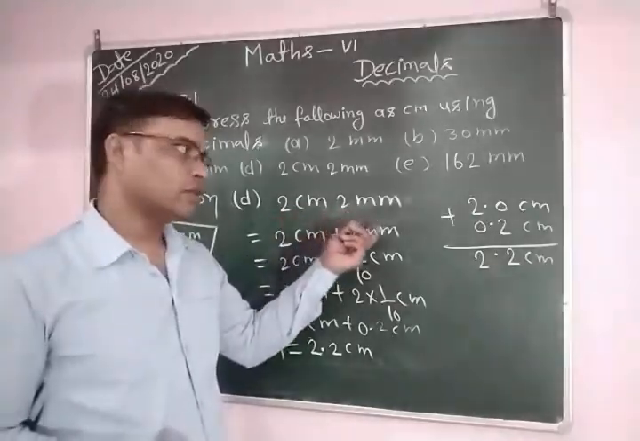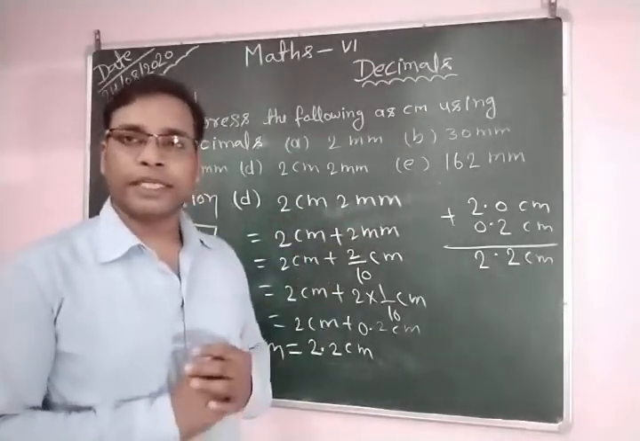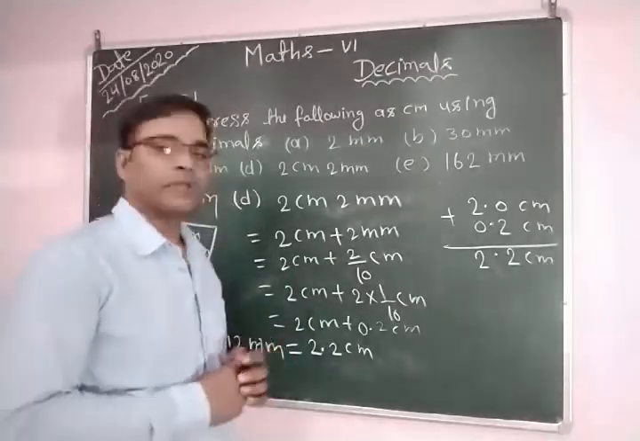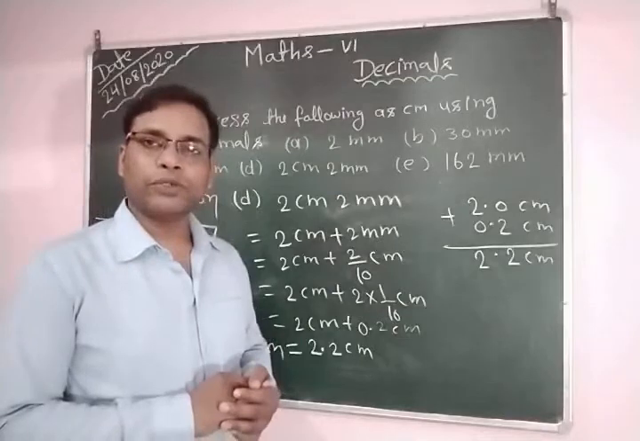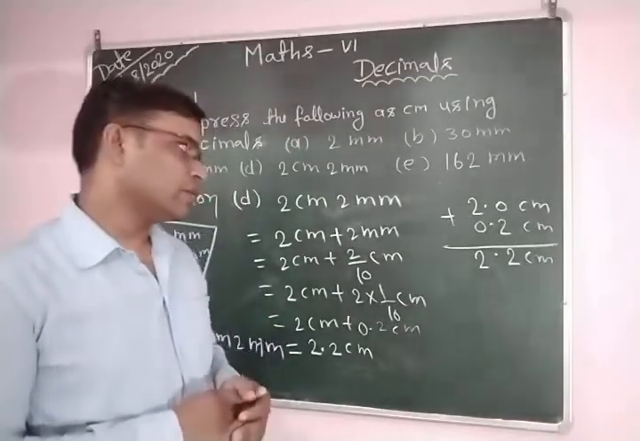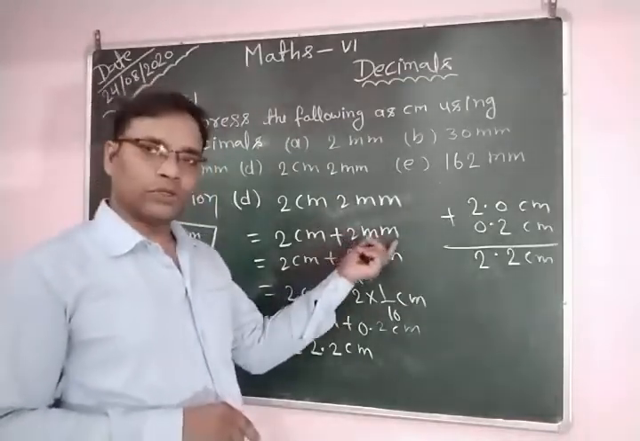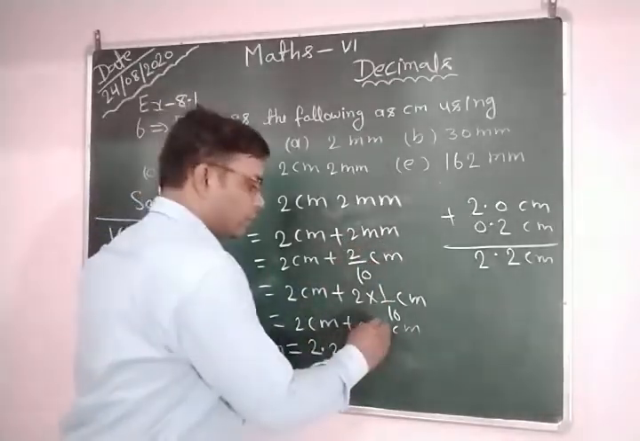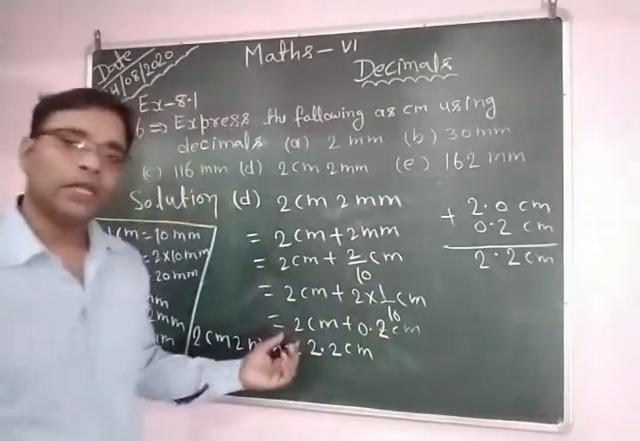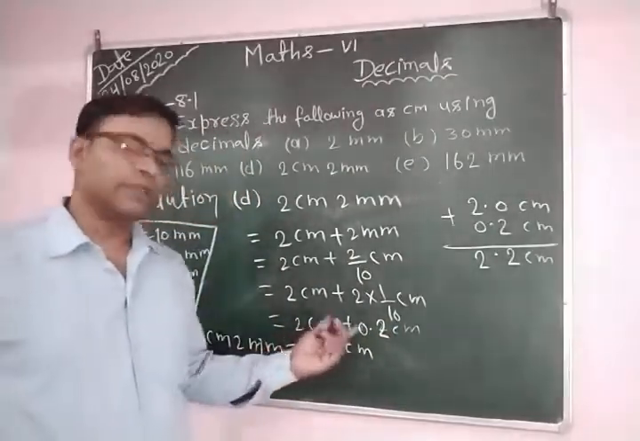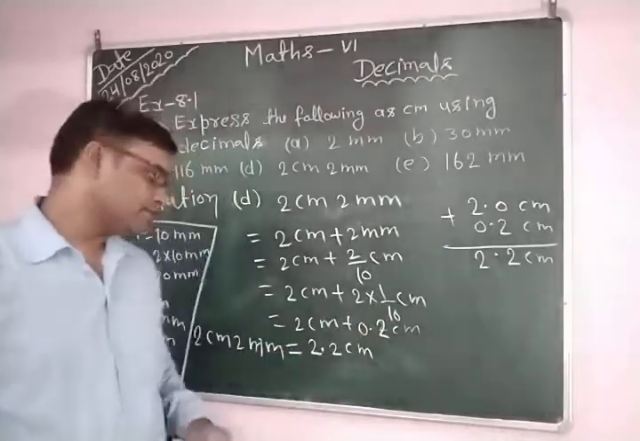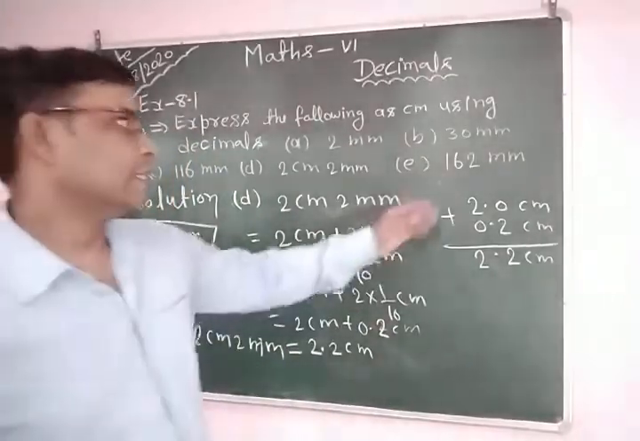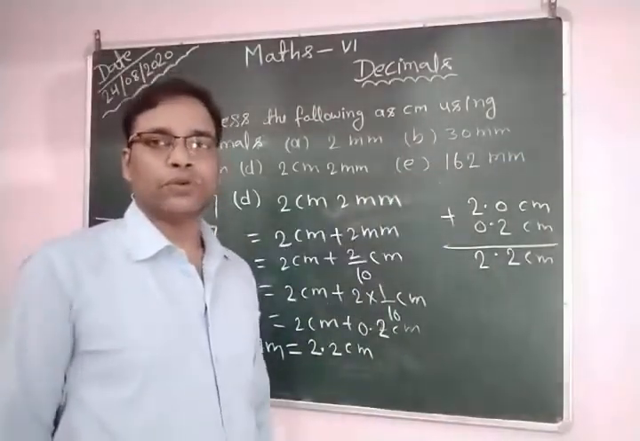So we know that 1 centimeter is equal to 10 millimeters. Clear? Or you can say 1 millimeter is equal to 1 by 10 centimeters. So 2 millimeter is equal to 2 by 10 centimeters, you can write it 0.2 centimeters. Now you sum it, 2 centimeter plus 0.2 centimeter is equal to 2.2 centimeters.